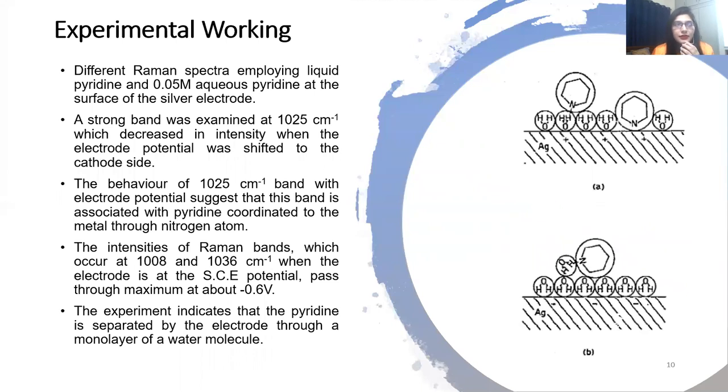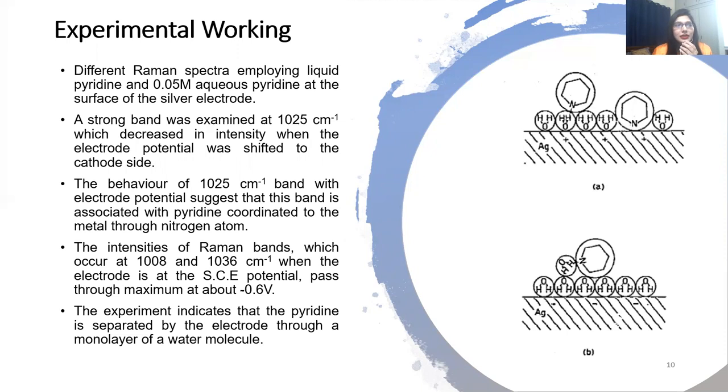The author observed different Raman spectra employing liquid pyridine and 0.05 molar solution of aqueous pyridine at the surface of the silver electrode. As noted by the author, a strong band was observed at 1025 per centimeter, which decreased in intensity when the electrode potential was shifted to the cathode side. When the electrode was at SCE potential, bands occur at 1008 per centimeter and 1036 per centimeter, and the intensities of the Raman spectra pass to a maximum value at about minus 0.6 volt.